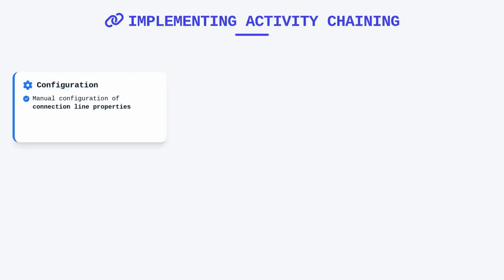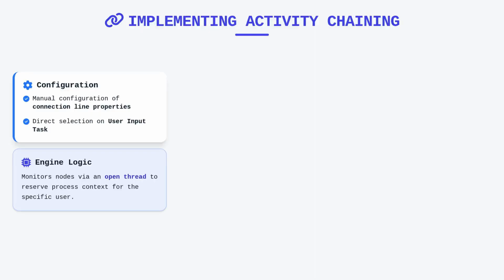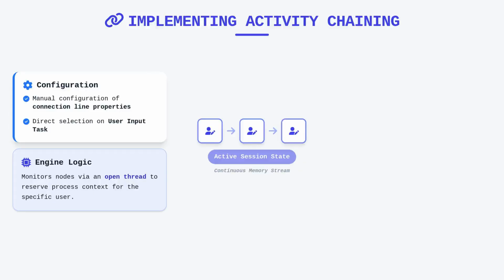To implement activity chaining, you manually configure the properties of the connection lines between nodes in your process model, or you select the chaining option directly on the user input task itself. Once enabled, the process engine monitors these chained nodes, essentially keeping an open thread that reserves the process context for that specific user. However, this convenience comes with strict technical constraints that you must respect to ensure the stability of the platform.